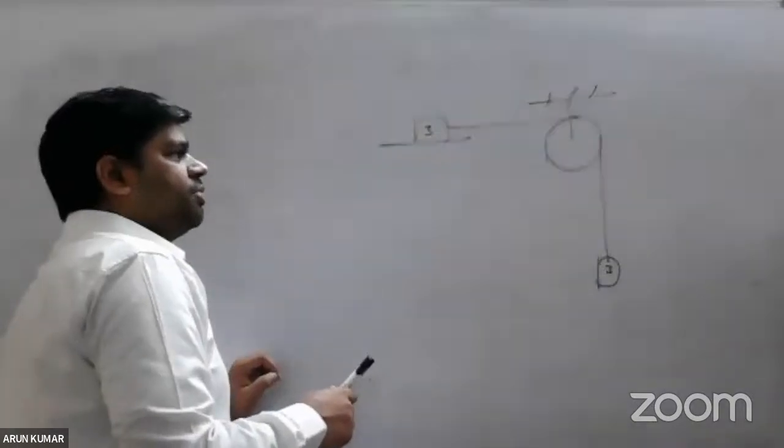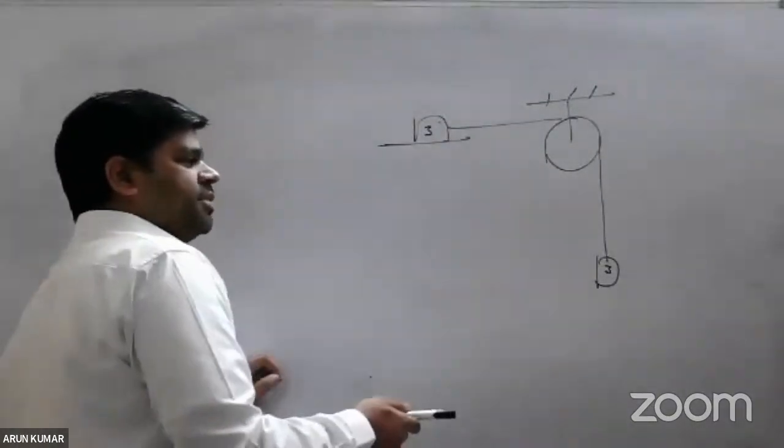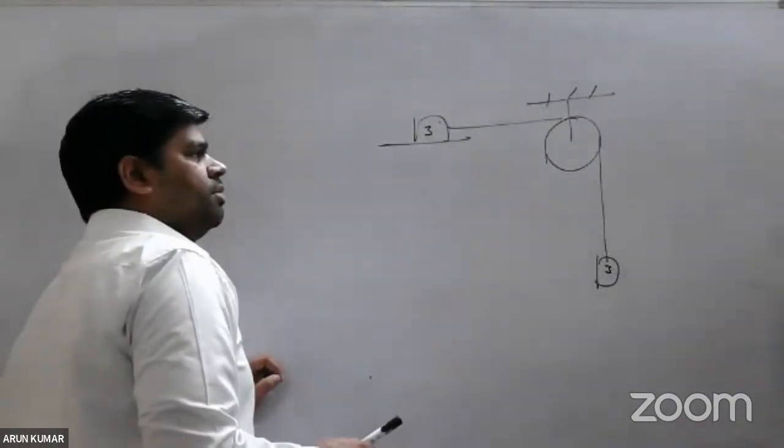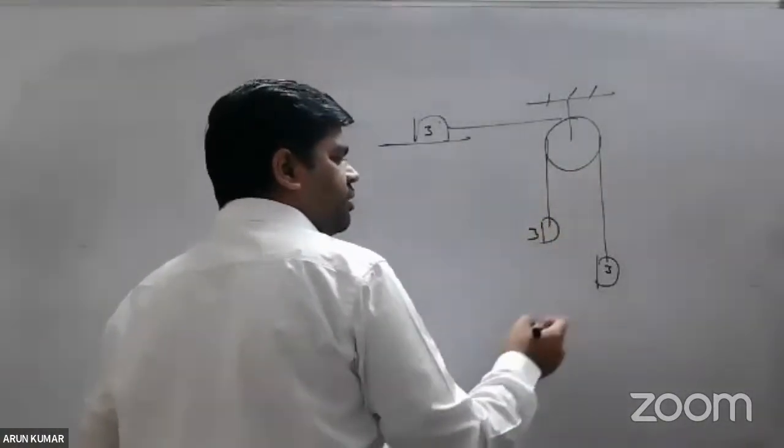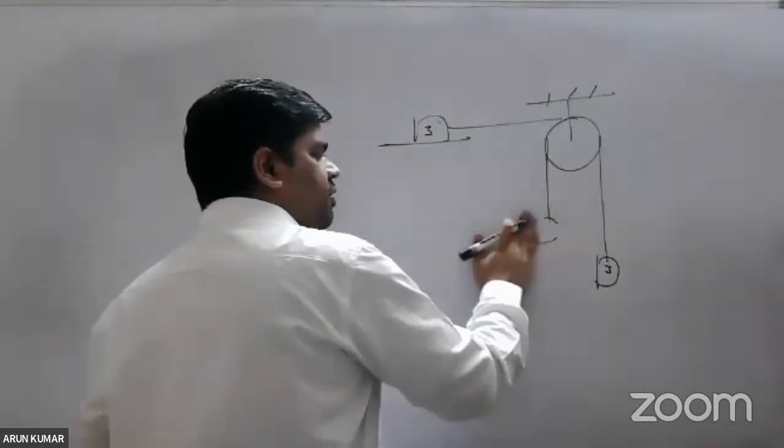Why would acceleration be 0? Just because the masses are the same? No. If this were vertical and the masses are the same, then the acceleration would be 0. 3g minus 3g is 0. But it's not vertical, right?